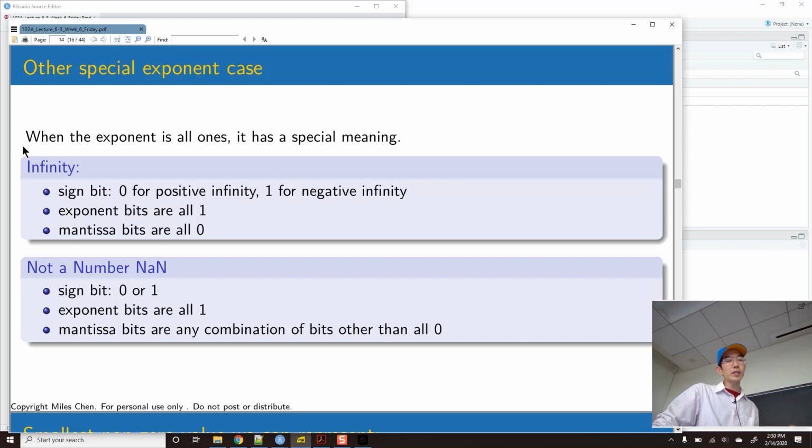Not a number is going to be exponent bits all 1, and you have anything other than all 0 in the mantissa. Any combination of bits other than all 0 will be not a number. So you have a whole bunch of ways to represent not a number using bits.